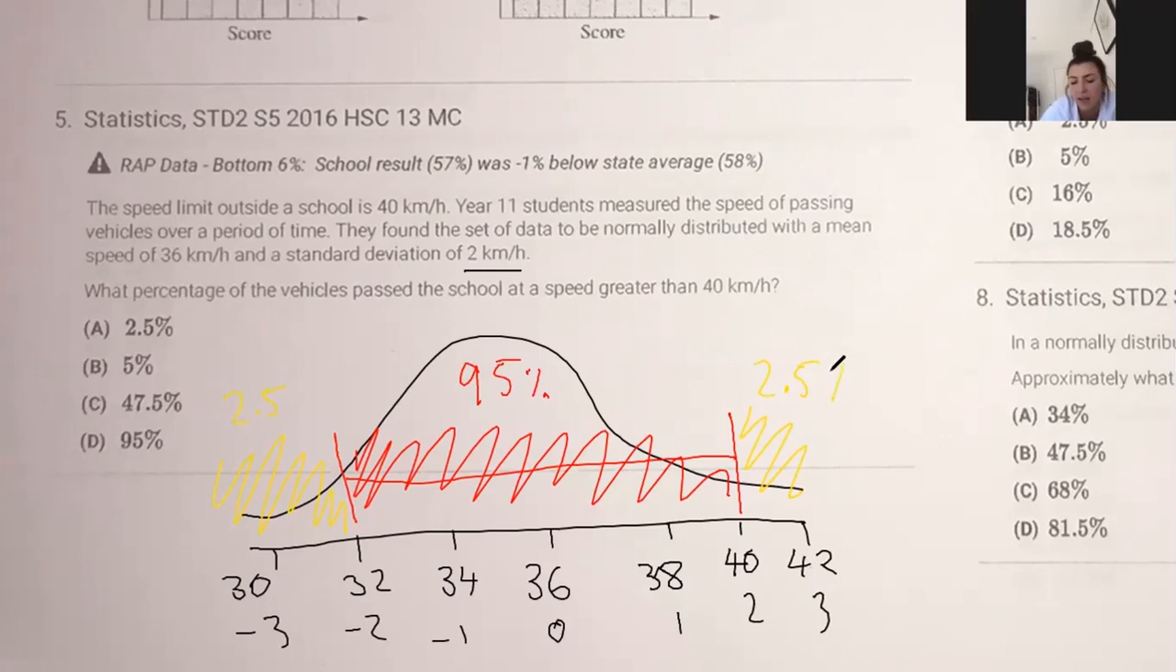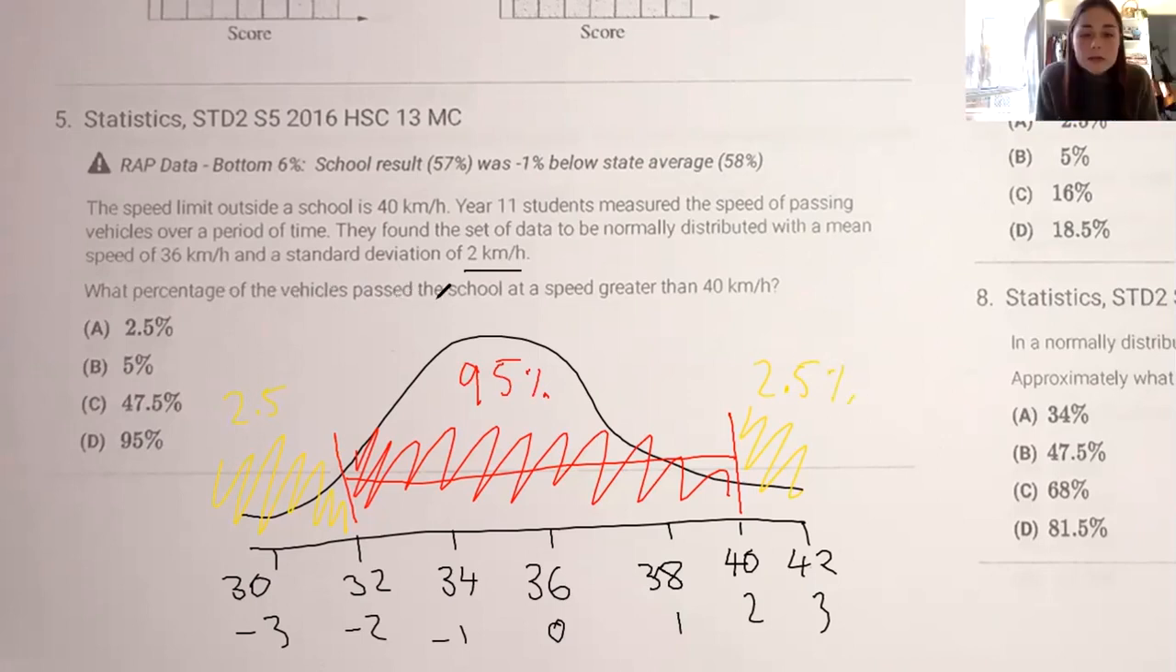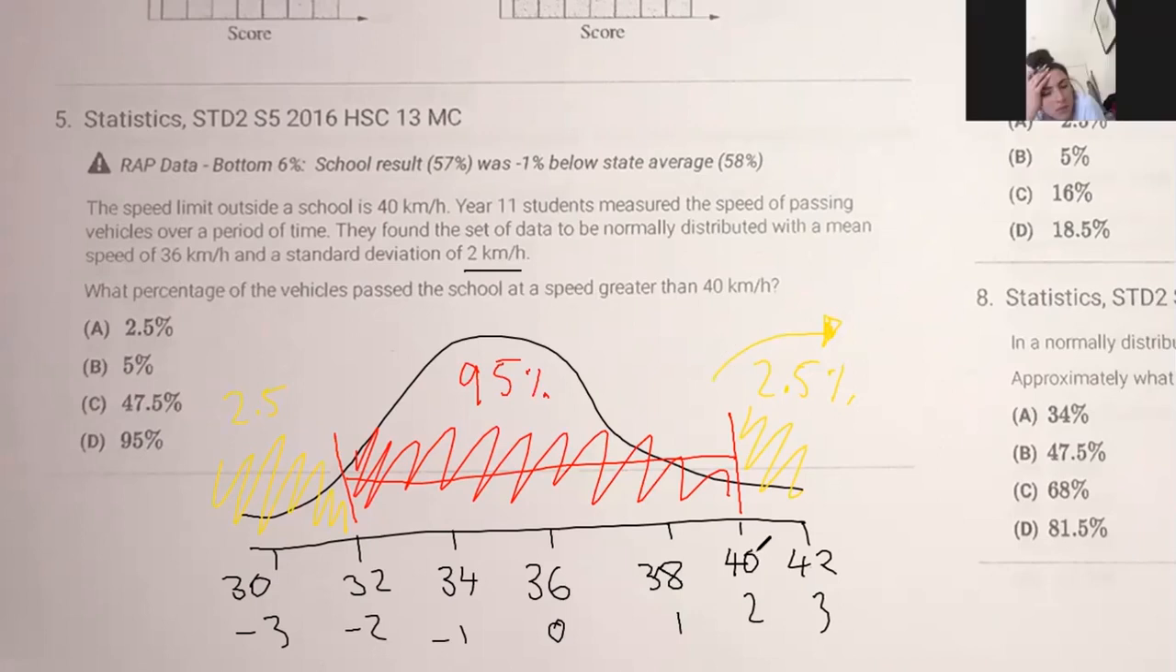And then it says what percentage of vehicles pass the school at a speed greater than 40. Well, greater than 40 was only 2.5% of vehicles. Does that make sense how we got that? Yeah. Cool.